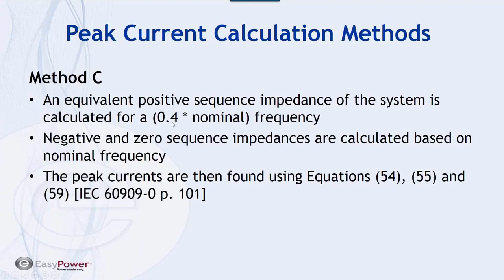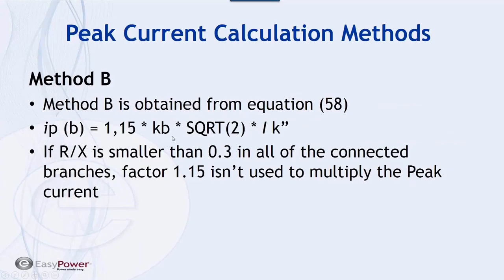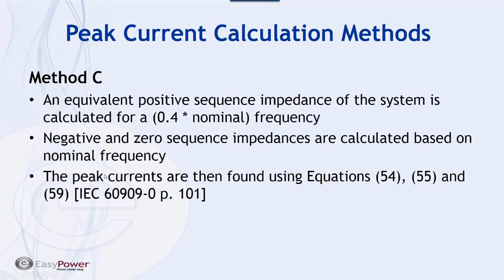So once X gets multiplied by this value, at the end the resulting equivalent impedance gets divided by this value. And if you have only one branch, multiplying and then dividing is equivalent to not even considering this factor at all. So negative and zero sequence impedance values are not going to change. We don't multiply anything for zero sequence and negative sequence. Peak currents are then found using equations 54, 55, and 59 of IEC 60909, which are very similar to this equation here for method C.